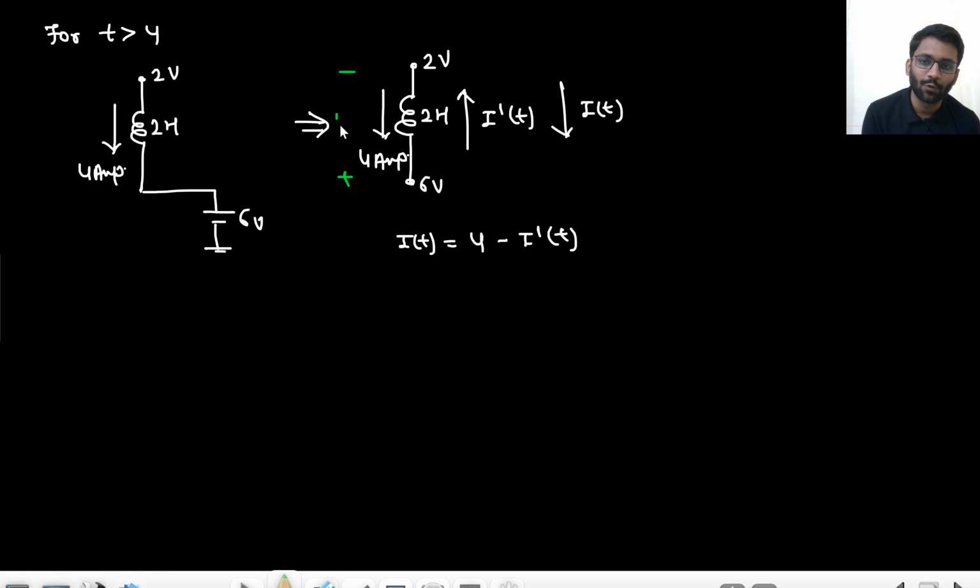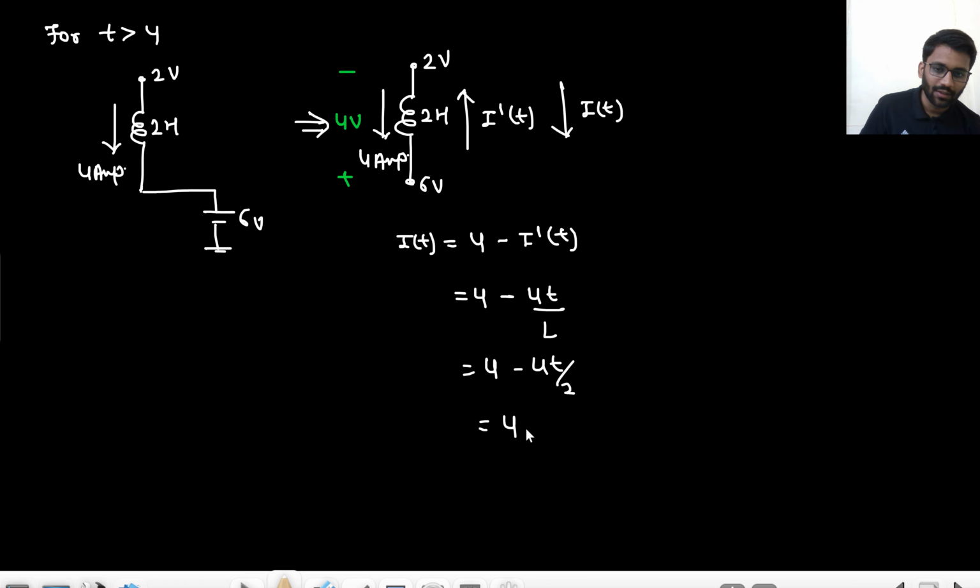In this direction, 4 volt is there. That will induce the current in the opposite direction, right? So initially 4 ampere is there. Now this 4 volt is inducing the current in the opposite direction, like 4t by L. L value is 2 Henry. So basically it would be 4 minus 4t by 2. So the current will be 4 minus 2t. This will be I(t), right?